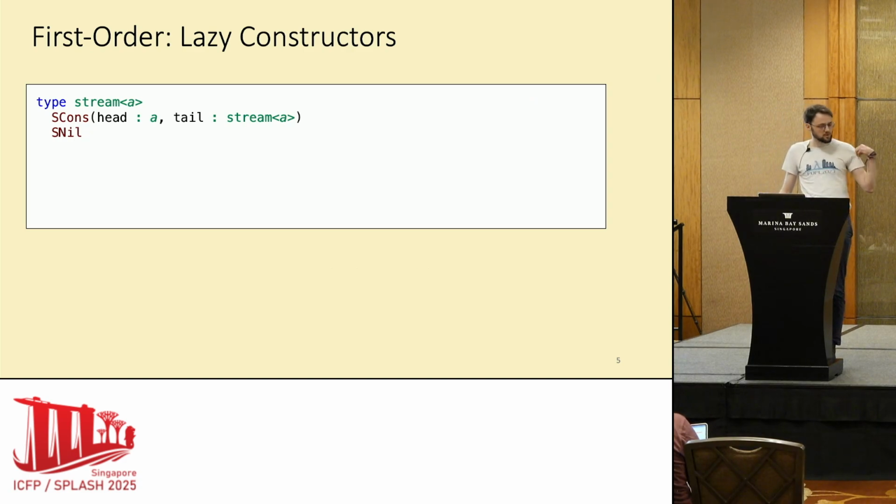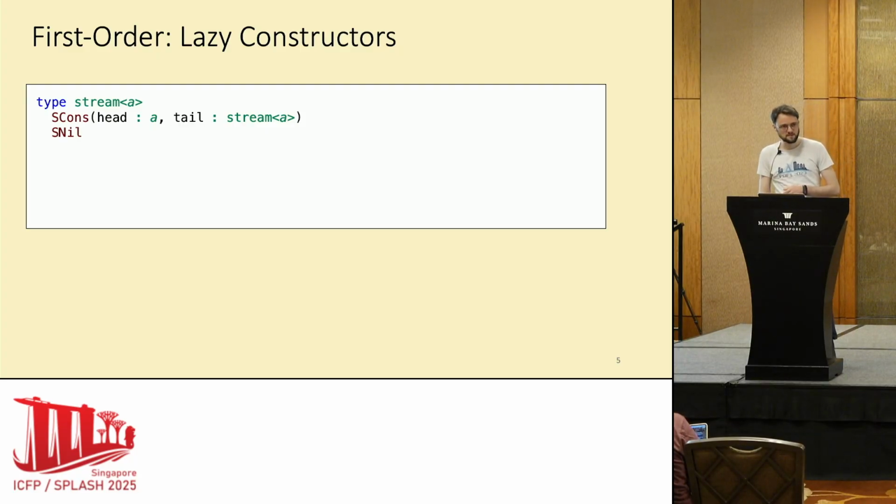So let's actually implement the stream data type. We have a stream of A's, which consists of an scons constructor that has a head and a tail, and a nil. And so you can see that at this point, it's very much isomorphic to a list, and we'll now add some laziness to it.